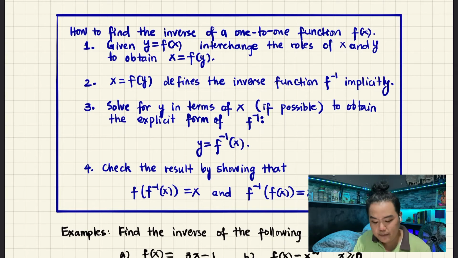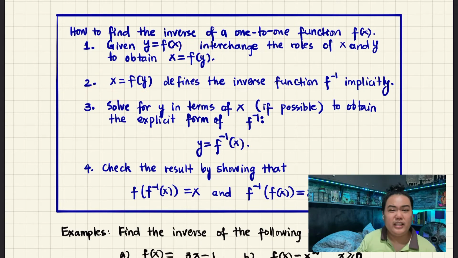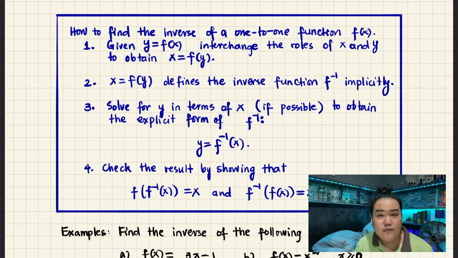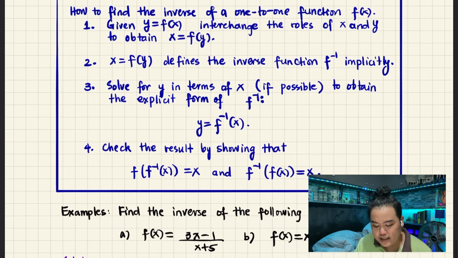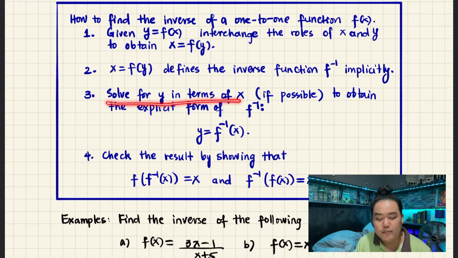So, the first step is to interchange the roles of x and y. So, makukuha mo x equal to f of y, which is this one. Actually, itong equation na to, dinidefine niya na yung inverse function f inverse mo implicitly. And ano yung next step? You solve for y in terms of x, kung posible lang naman, to obtain the explicit form of f inverse. So, yung makokompute mong y, yun na yung f inverse natin.